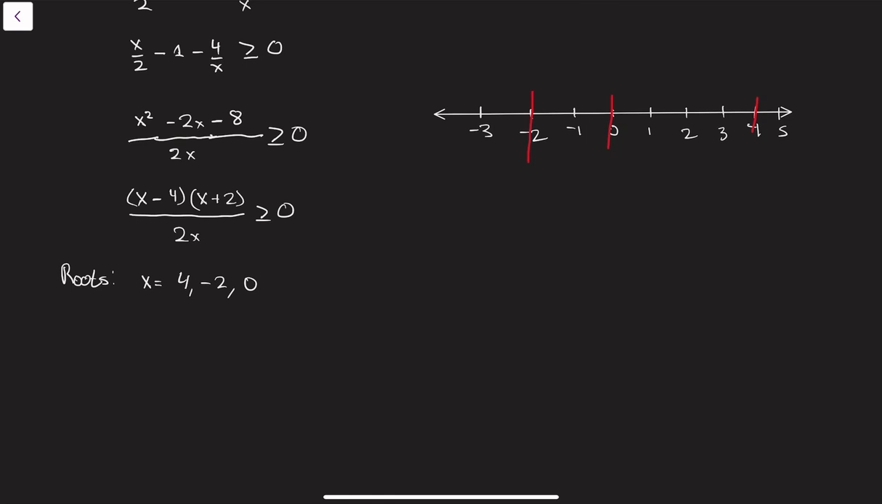Just recall that 0 is one of our roots because we have this. It's not on the numerator, but that is one of the points that we need to include because 2x is equal to 0. When 2x is equal to 0, that is a switch point.